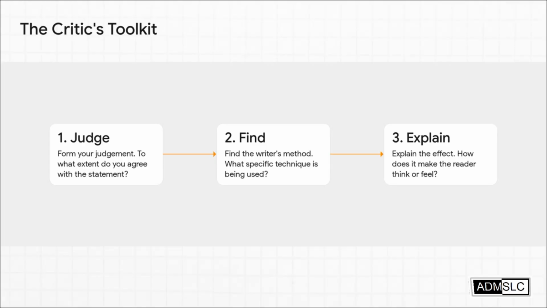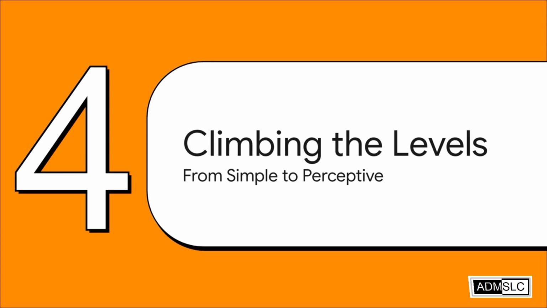It's this simple. 1. Judge. Decide what you think about the student's statement. 2. Find. Go into the text and find the writer's methods that support your judgment. And 3. Explain. This is the big one. Explain the effect these methods have on you, the reader. Judge, find, explain. Easy. So let's talk about the mark scheme.